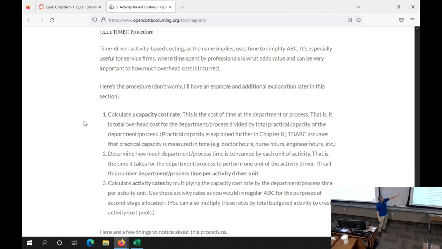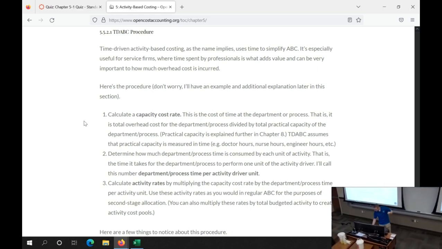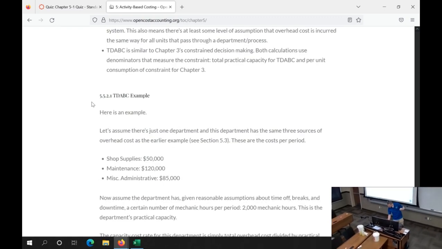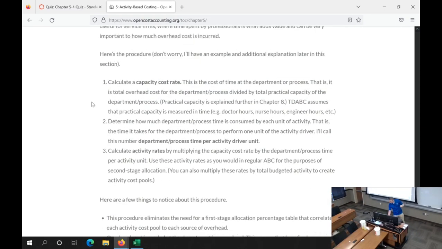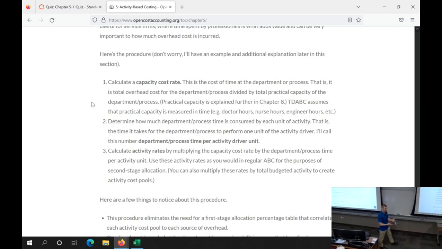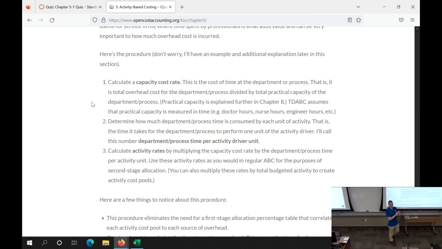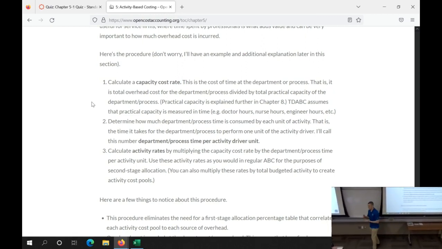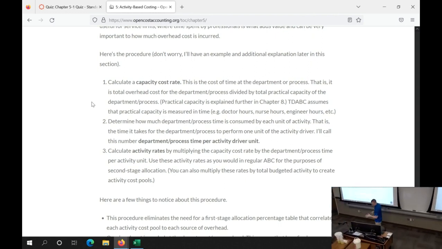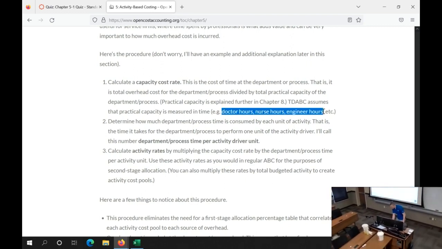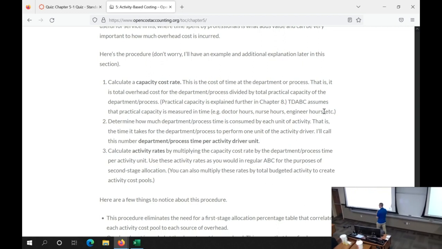So this is especially useful in healthcare settings, in professional settings like engineering, or, what are some other examples? Someplace where there is a guru who knows, and his or her time is the constraint on how much work can be done in the firm, or in the department, or wherever we're at. So somehow we have somebody's time. Doctor hours, nurse hours, engineer hours, whatever it is. And that's going to determine how much we can do.